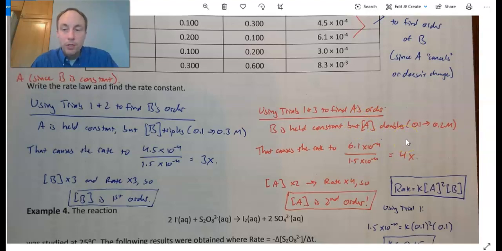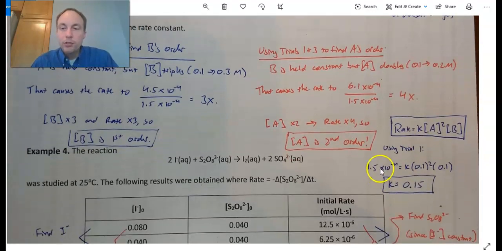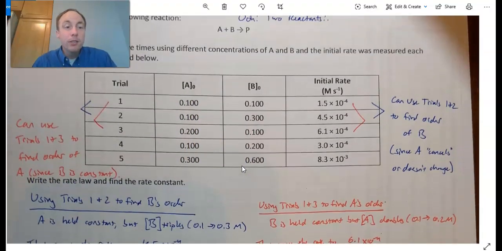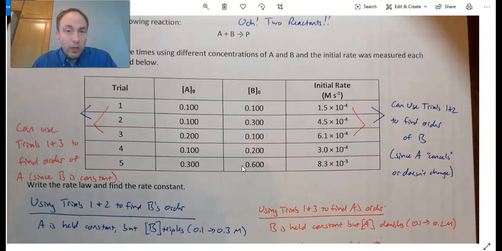Hopefully not too difficult. We can find the rate constant then. We can use any trial we want to. Just plug and chug. Using trial 1, we plug in the rate from trial 1, the amount of A squared, the amount of B, and we get a value of 0.15. That's just one way to do it. You can choose a lot of different trials if you wanted to, but you should end up with the same answer. All right, you guys can try example 4, and then we'll see how you did.